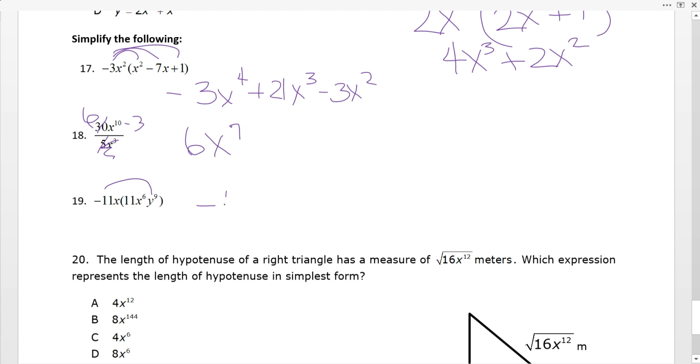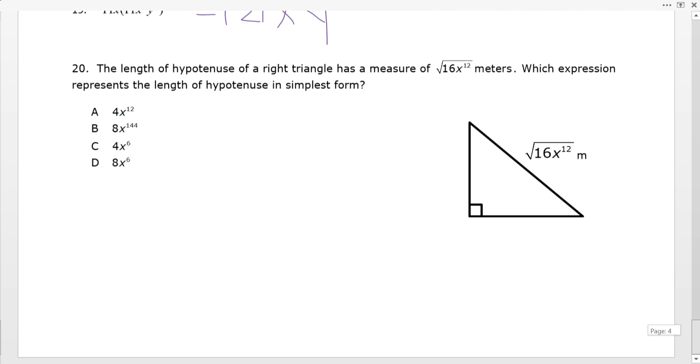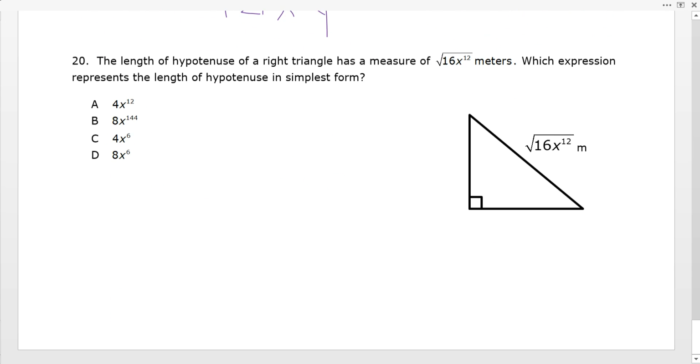Multiplying, negative 121, x to the 7, y to the 9. Yeah, you've seen number 20 before. Okay. Don't forget, you take the square root of the 16, which is a 4, and then you take half of the 12, which is a 6. Boom. Good luck on your test tomorrow.